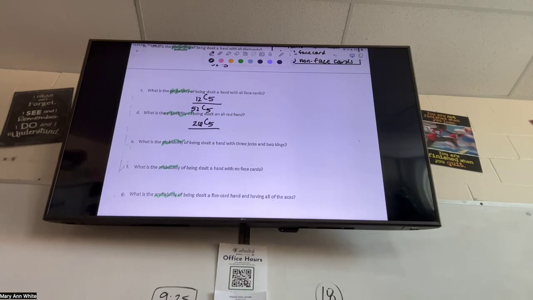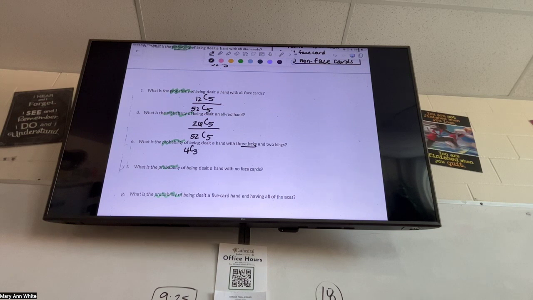26C5 over 52C5. Very good. Ooh, the next one gets a little funny. It says, what's the probability of being dealt a hand with 3 jacks and 2 kings? Okay, let's take this one at a time. How many jacks are there? 4, and I want how many of them? 3, so I want 4C3.